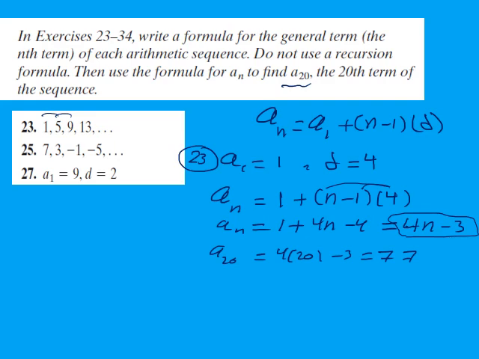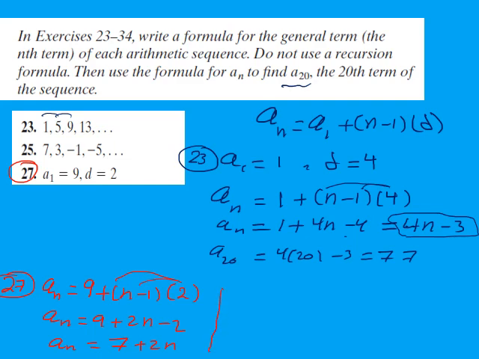Regarding question number 27, An is equal to a1 plus n minus 1 multiplied by the common difference, which is equal to 2. So an is equal to 9 plus 2n minus 2. So an is equal to 7 plus 2n after I expand the 2 by n minus 1.